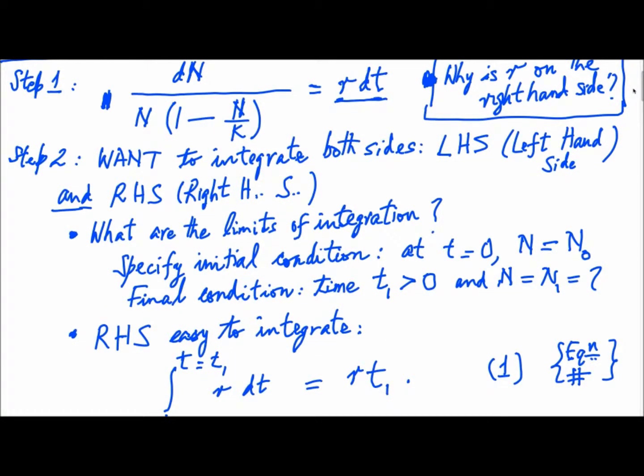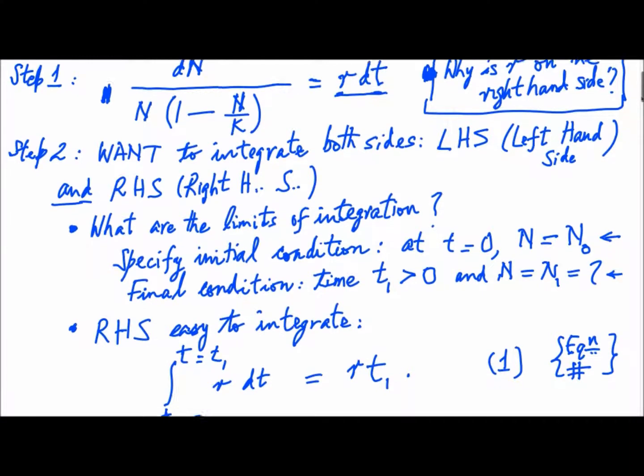So the next step here is to do the integration of the two sides, but before we do that, we need to specify the limits of integration. So we start at t equal to 0 with n equal to some n0, and we end at some time t1 with some n1, and we don't know what n1 is. That's what we want to find out.